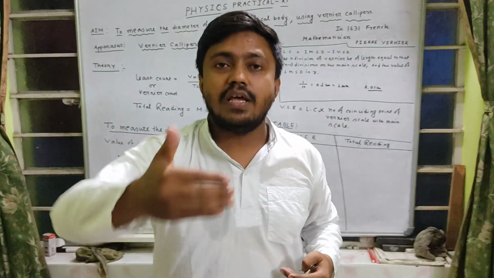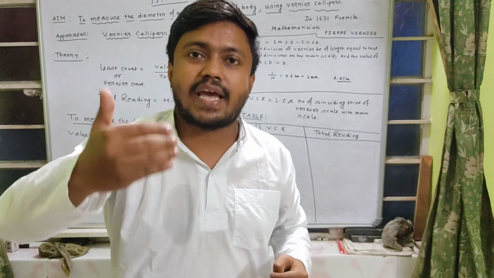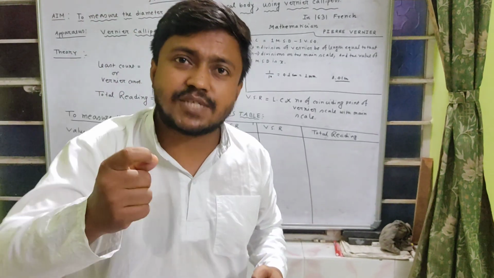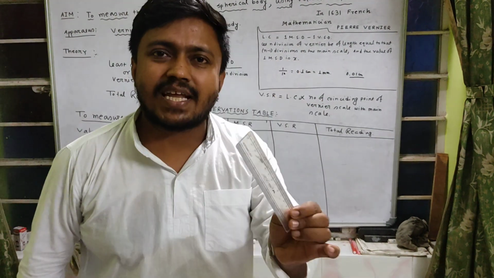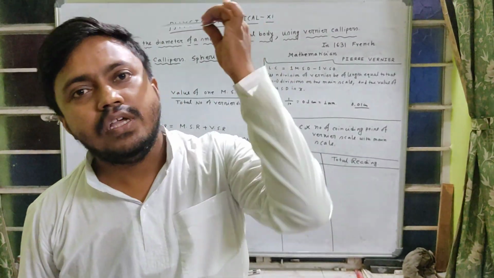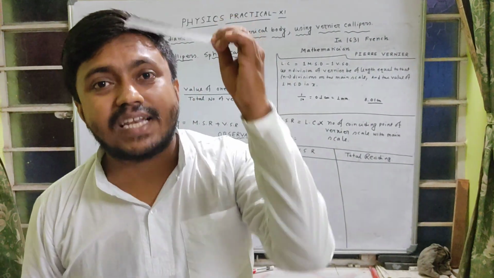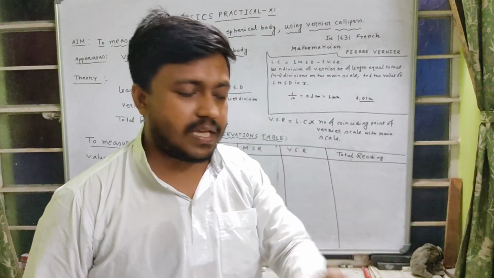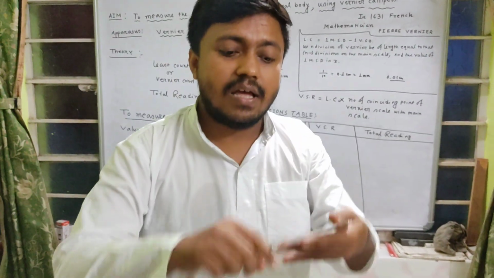Least count means the smallest value of this particular device by which we can measure accurately. So by using this scale we can measure up to the smallest division, 0.1 centimeter, and this 0.1 centimeter is the least count of the centimeter scale. Now students, our first target is: what is the least count of the vernier calipers?